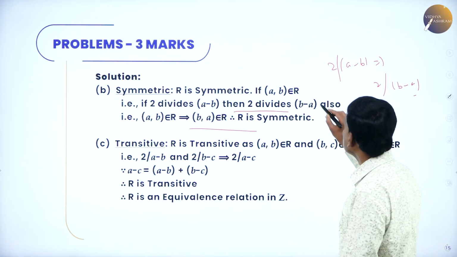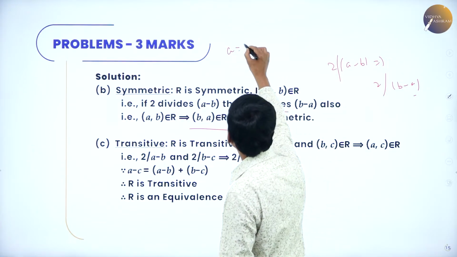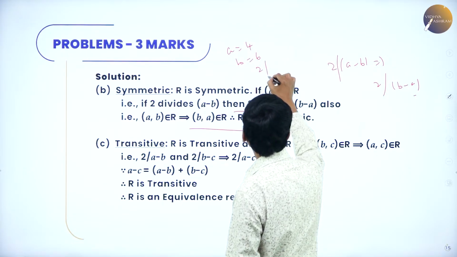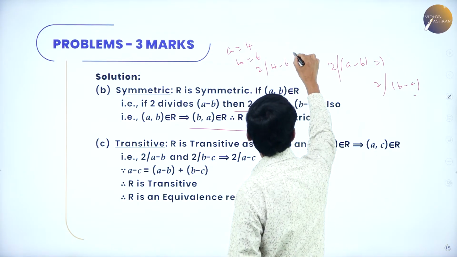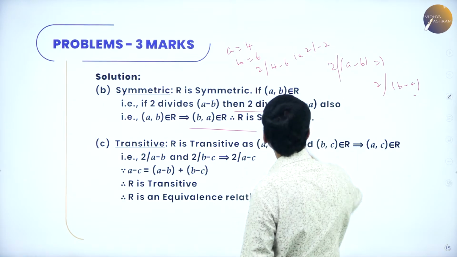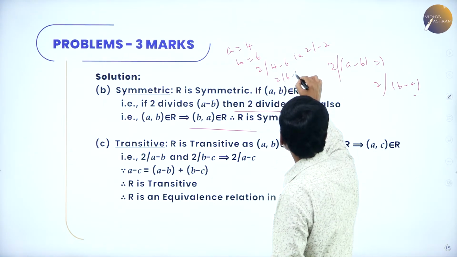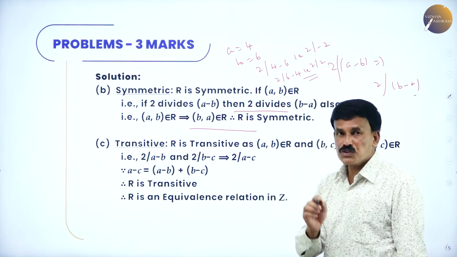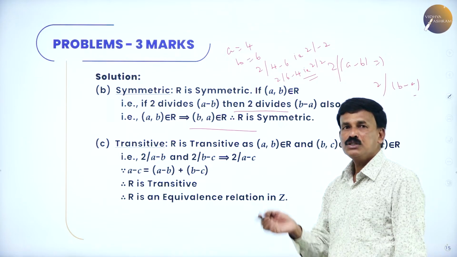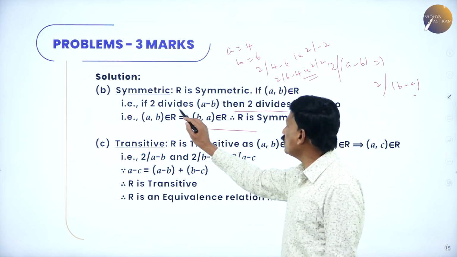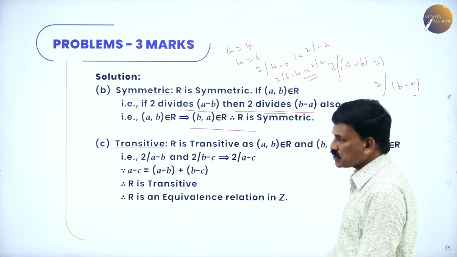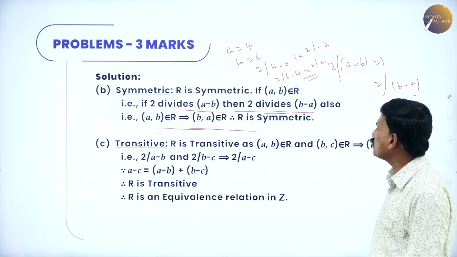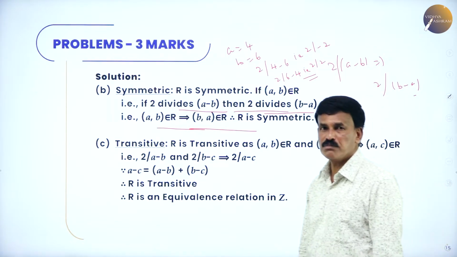Say, for example, let us take a equal to 4 and b equal to 6. Then 2 divides 4 minus 6, that is 2 divides minus 2, right? 2 also divides 6 minus 4, that is 2 divides plus 2. So if 2 divides a minus b, then 2 also divides b minus a. Therefore, (a, b) belongs to R implies (b, a) also belongs to R, which means R is symmetric.